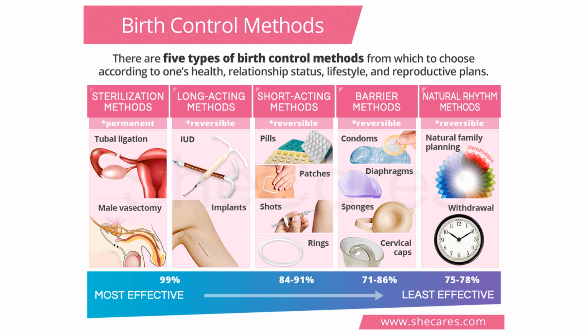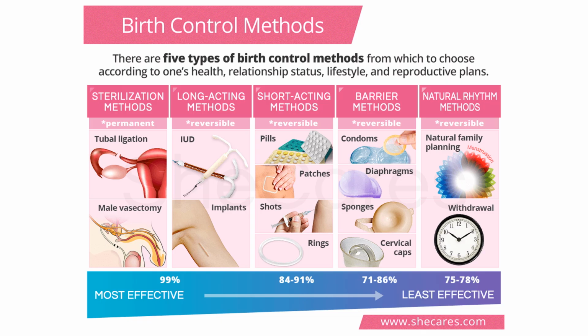Okay. So moving to the left, we're going to talk about barrier methods. Barrier methods block the sperm from reaching the ovum, and some of these methods also offer protection against STIs. These are not as effective because of user error. So you see it's right next to the natural rhythm methods as far as effectiveness because there is user error with these. So let's talk about a few options here.